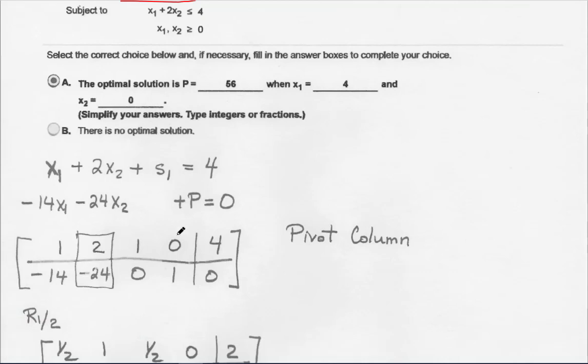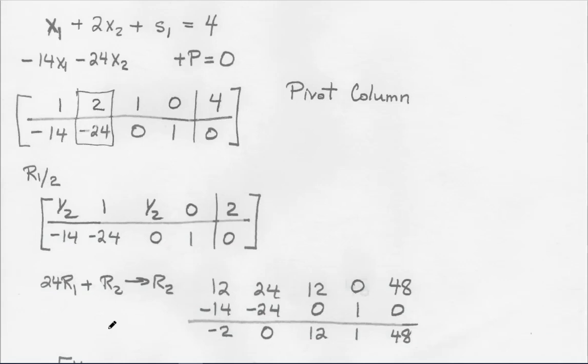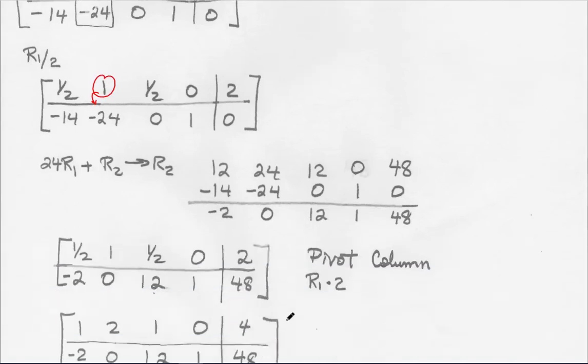All right, I'm looking at the bottom row. I'm looking for the item that's the most negative. Well, that's minus 24. And that is the pivot column. There is only one row, so that is the pivot row. I'd like to make a 1 there, so I'm going to divide that row 1 by 2. Now I want to use this 1 to make a 0. You can see we did that. And now I'm going to update my new row 2.